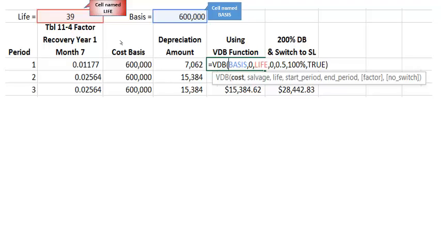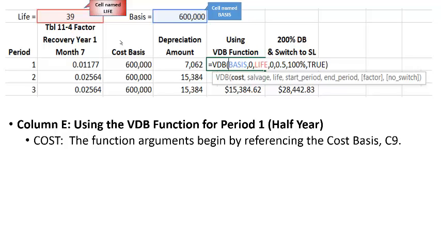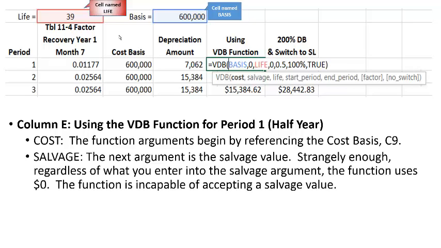So here's how the VDB function works. We're in column E. We're going to use the VDB function for period 1, which is a 1/2 year. For cost, the function argument begins by referencing the cost basis, which is either cell C9, or you can use the name basis if you named your cell that. It is handy for troubleshooting. It makes the function arguments very intuitive.